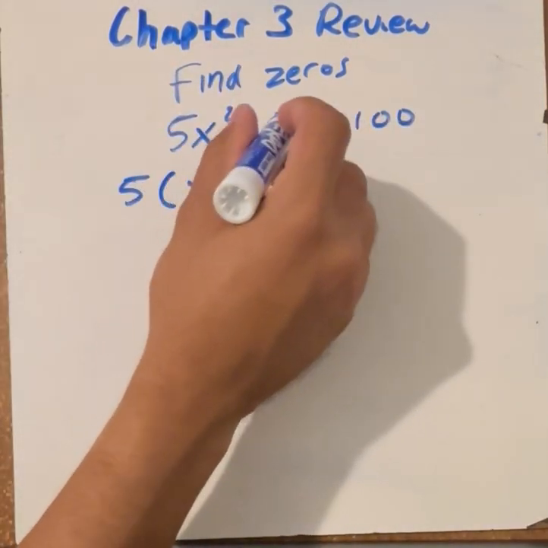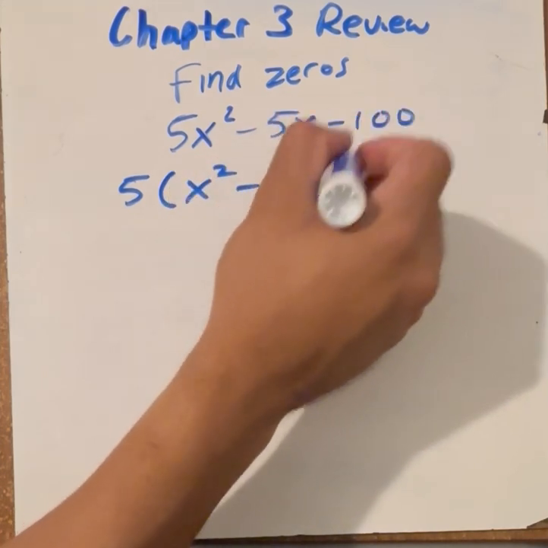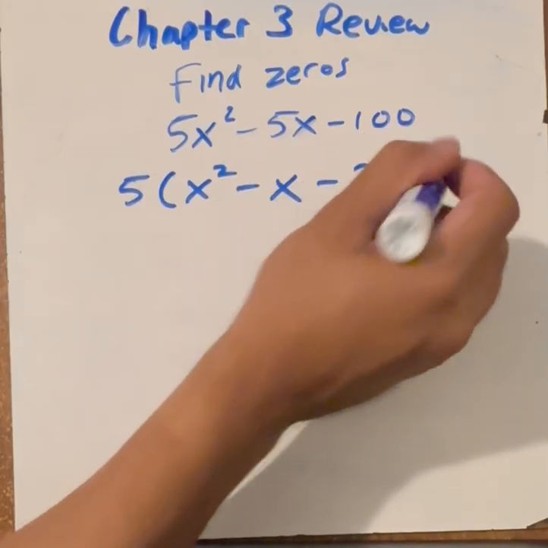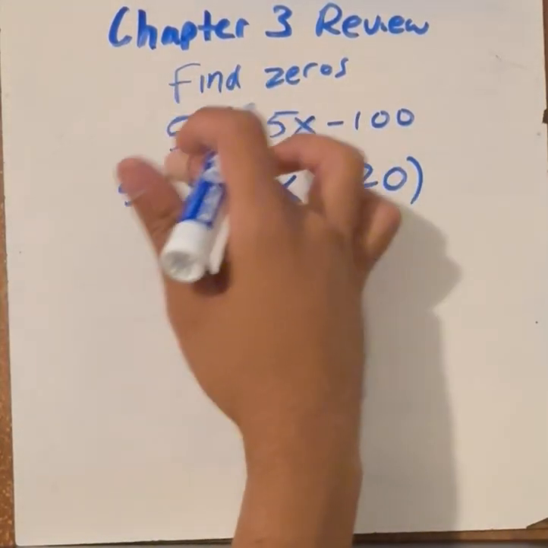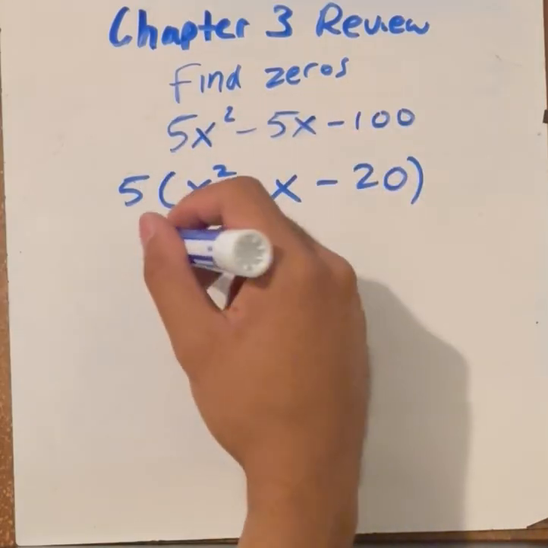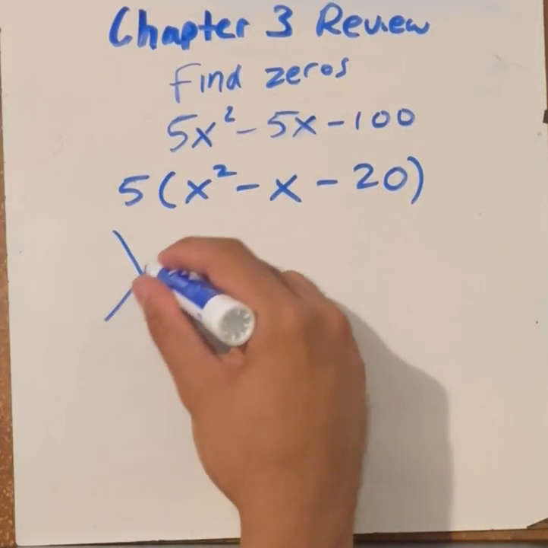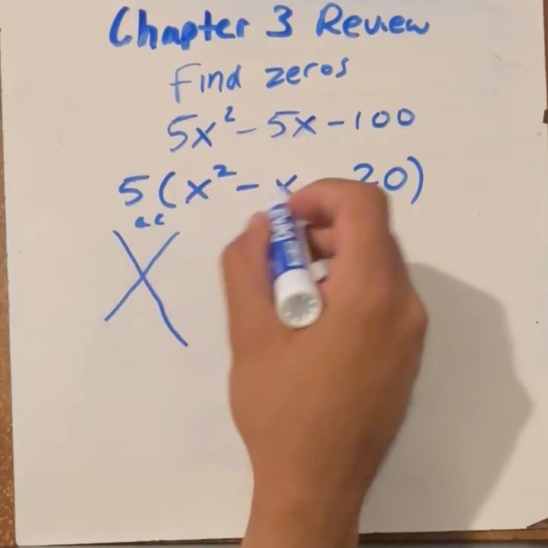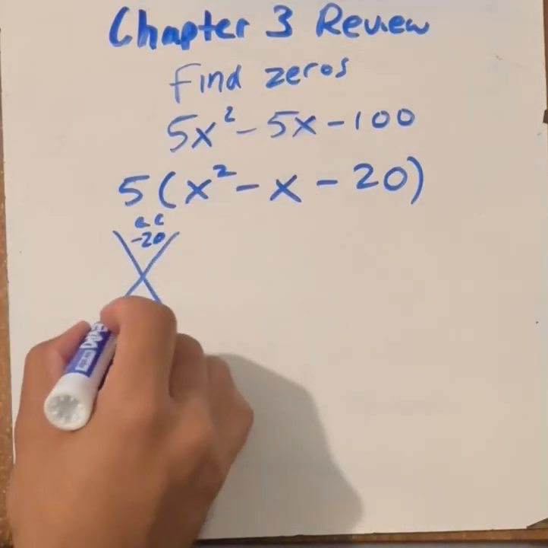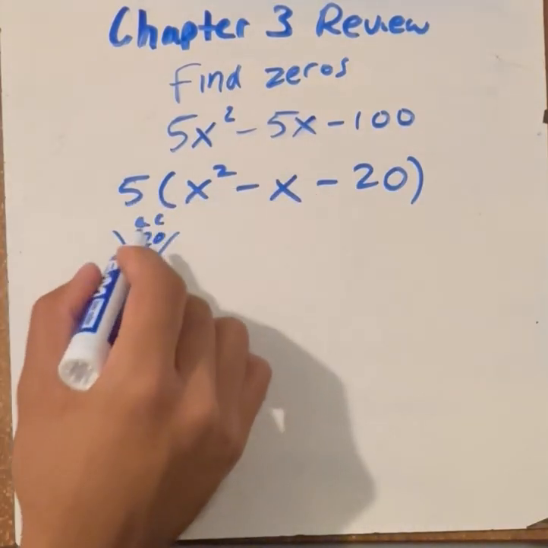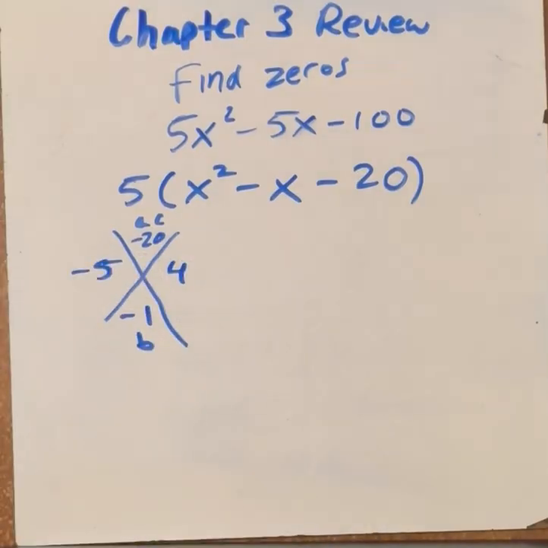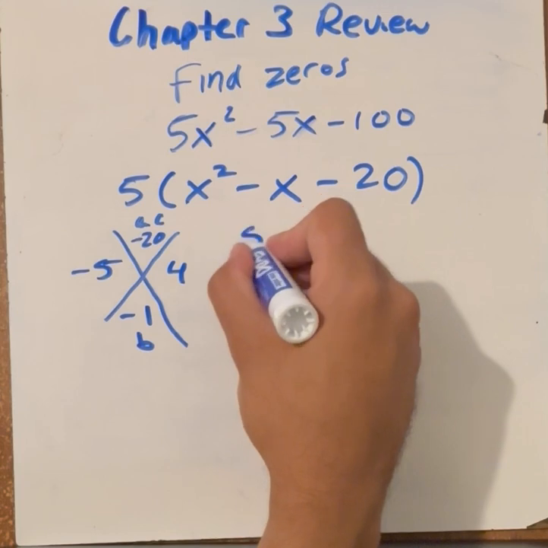That leaves us with x squared minus x minus 20, right? So 5 divided by 5 is 1, negative 5 divided by 5 is negative 1, negative 100 divided by 5 is negative 20. So we're going to use our big X method. We're going to say that AC is 1 times negative 20, which is negative 20, and b is negative 1. So you want two numbers that multiply to make negative 20 and add to make negative 1, which are negative 5 and 4.